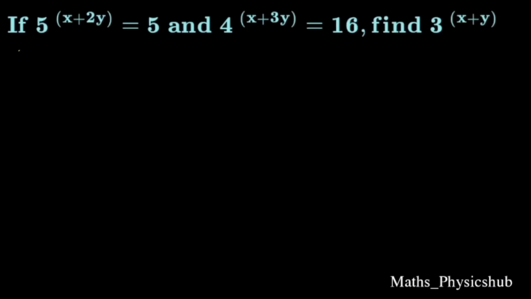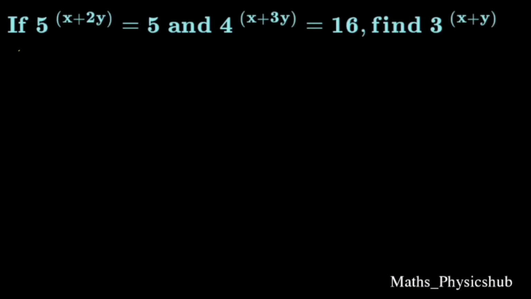If 5 power x plus 2y equals 5, and 4 power x plus 3y equals 16, find 3 power x plus y. We are going to solve this problem simultaneously since we have two unknown values. Let's go ahead and solve.